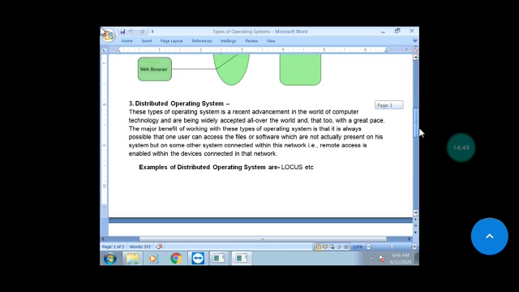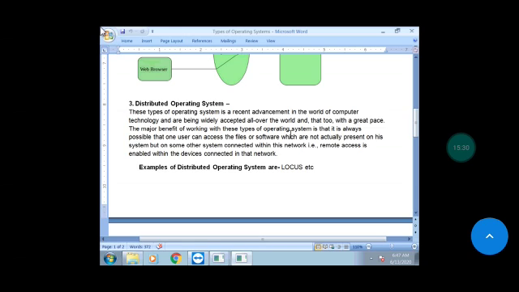Now, distributed OS. This type of operating system is a recent advancement in the world of computer technology and is being widely accepted all over the world, and that too with a great pace. The major benefit of working with this type of operating system is that it is always possible that one user can access the file or software which is not actually present on his system but on some other system connected within this network. This is called remote access, my dear.